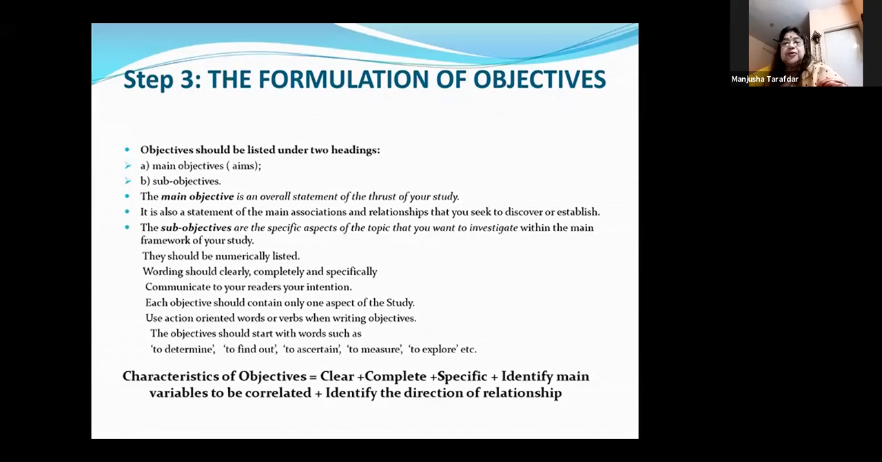Each objective should contain only one aspect of the study. We may have different types of variables in our topics, 2-3 dependent and independent variables are there, and sub-objectives may be there, but each and every objective should be clearly considered separately.